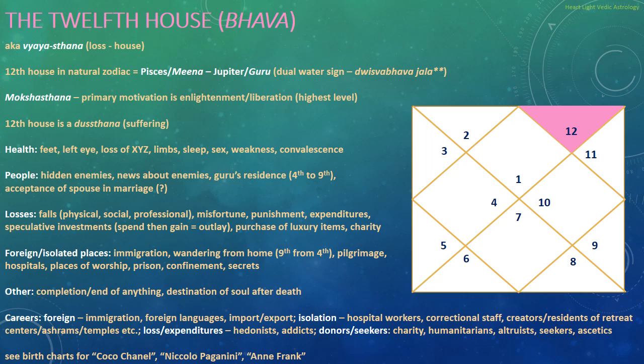Also, since this is the house of losses and expenditures, you can get people who are hedonists and even addicts here. Especially when I see Rahu or Ketu, which are planets that can indicate addiction and compulsion and obsession, then I might start thinking, because if you have Rahu or Ketu in the 12th house, whichever one is not in the 12th house is going to be in the 6th house of acute issues and daily habits.